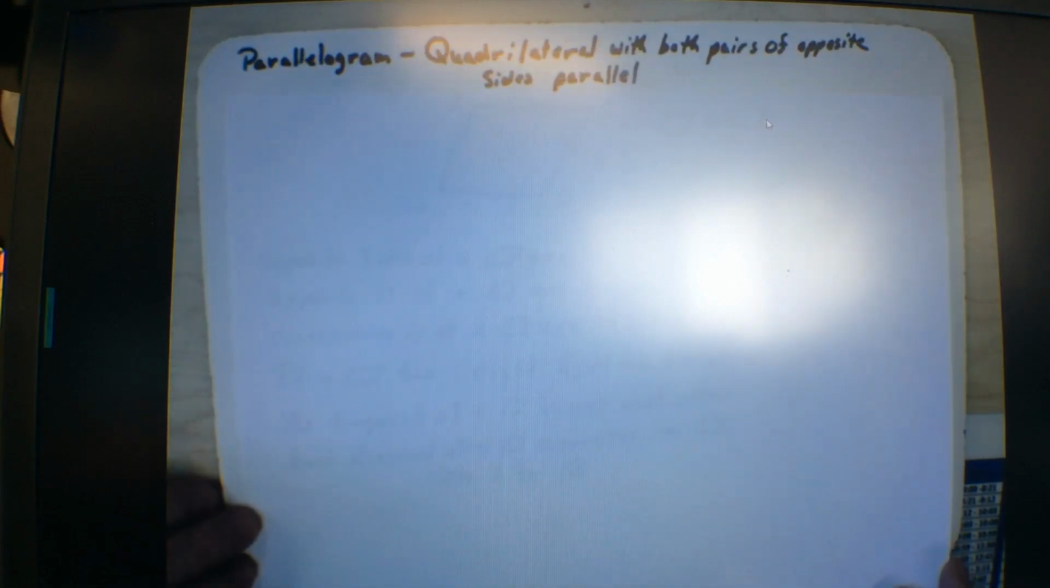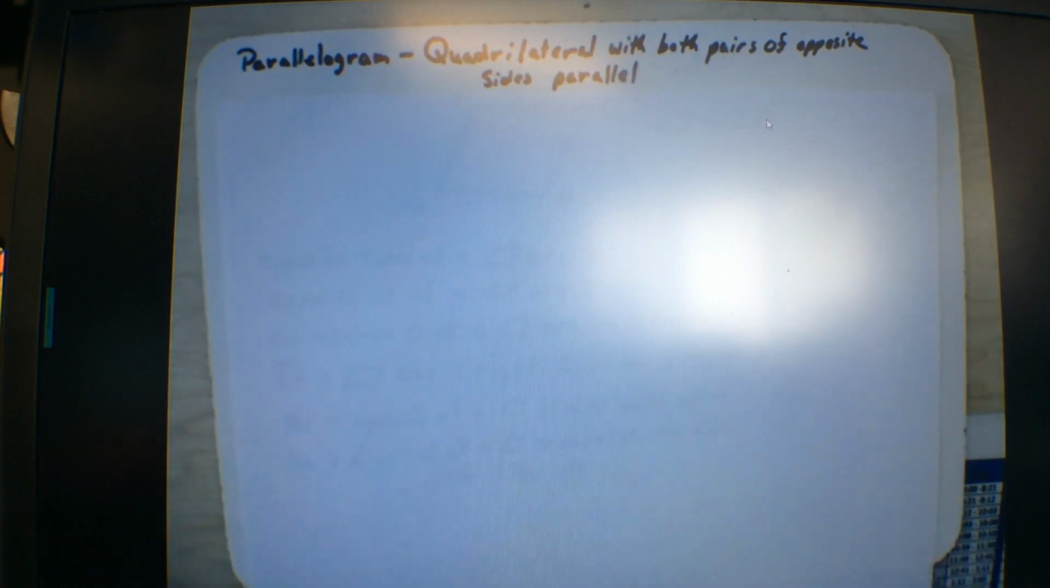A parallelogram is a quadrilateral with both pairs of opposite sides parallel. This is the definition of a parallelogram. Quadrilateral means that it has four sides, and both pairs of opposite sides are parallel. Not one pair, but both. Okay? We use parallelograms so much that we actually created a symbol for parallelograms.